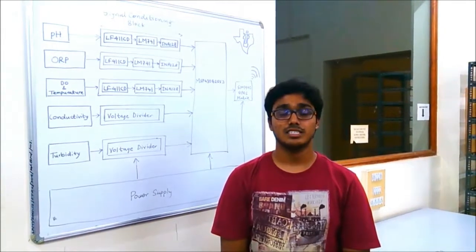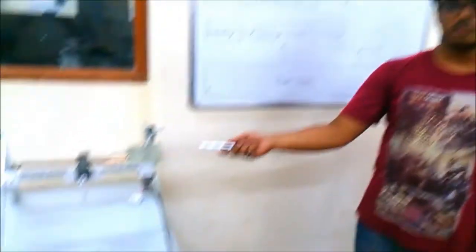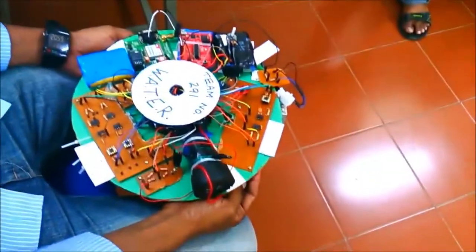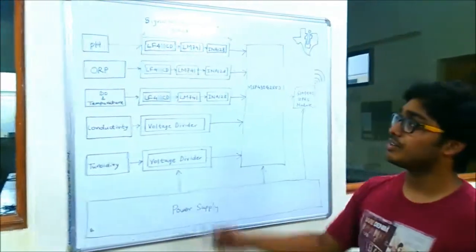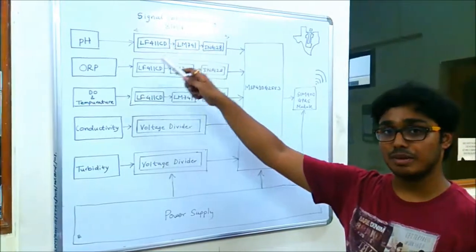The hardware of our device consists of 2 parts. One is the stirring mechanism and another one is the rotating platform. Let us see the hardware structure of our device. The hardware structure of the device consists of the 5 sensors explained before.